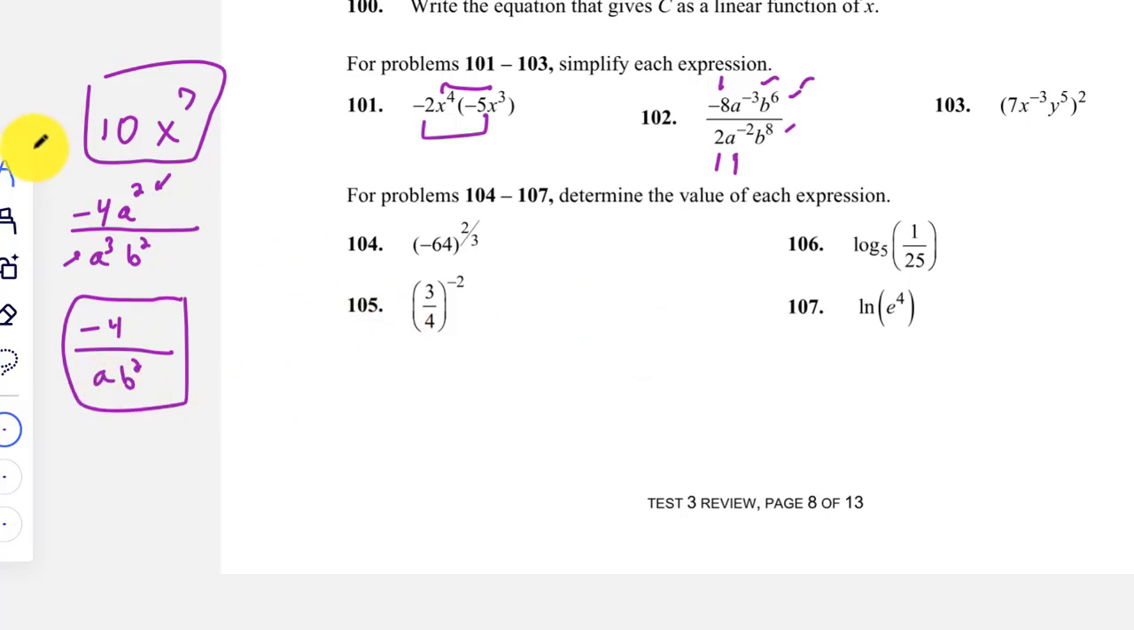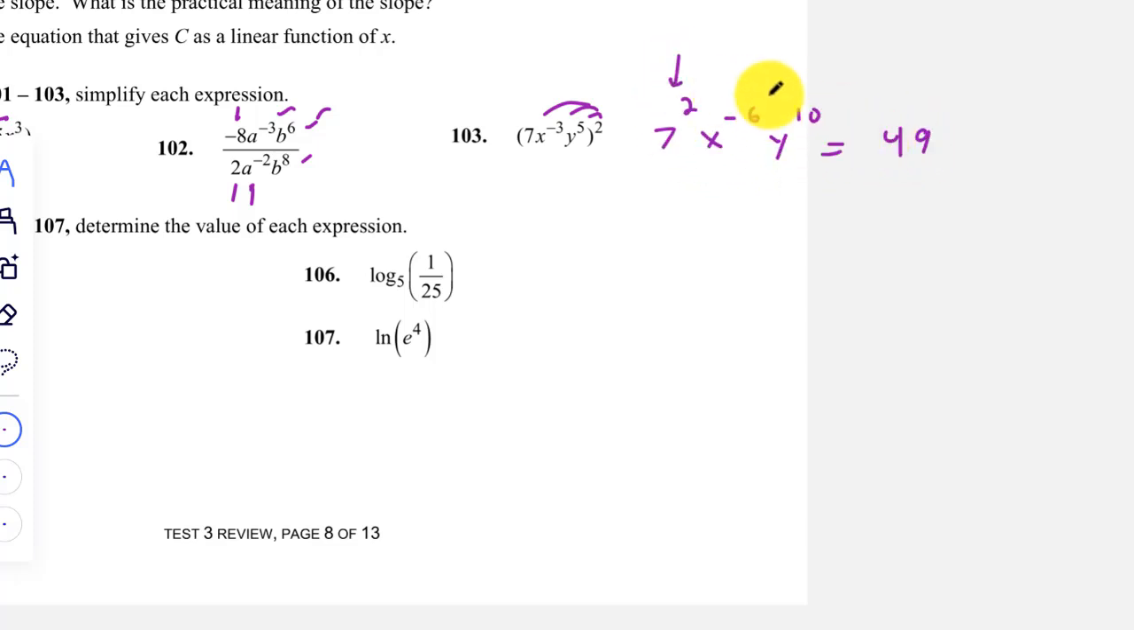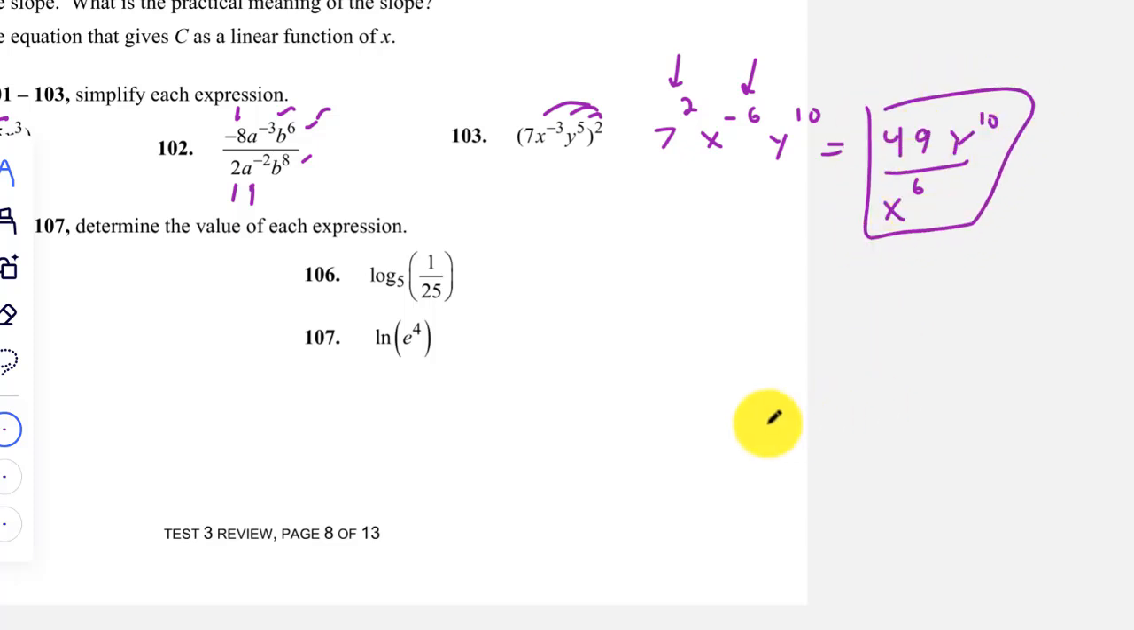Finally, number 103. I'm going to distribute this 2, right? So this becomes 7 squared times x to the minus 6 times y to the 10. To get rid of the negative exponent, you flip this as well. 7 squared is 49. To get rid of the negative exponent, we flip it, make the exponent positive, and y to the 10 stays where it is. And that's my final answer for number 103, 49 times y to the 10th over x to the 6th.